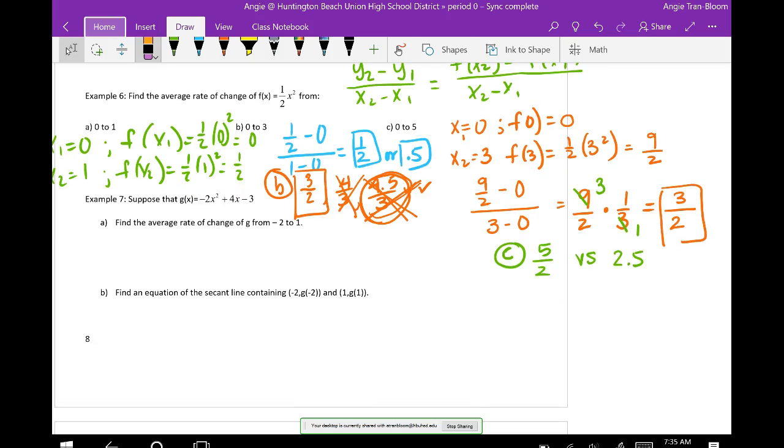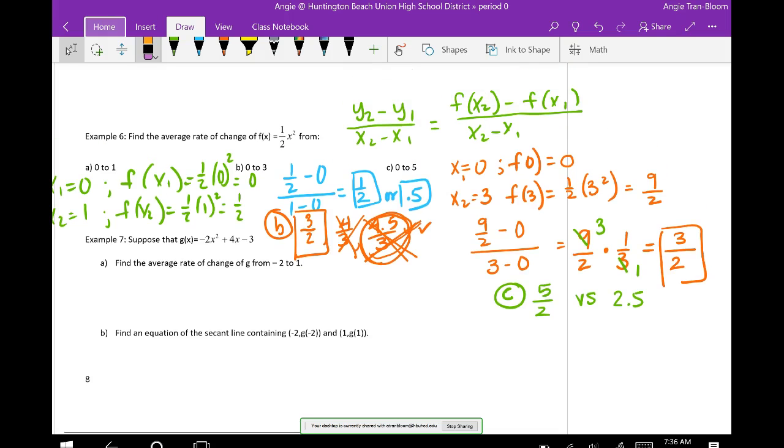Here we go. Let's go on to example 7. Suppose that g of x is negative 2x squared plus 4x minus 3. Find, oh, I'm sorry, yes. Can you show me how to do C? Yeah, good. Thank you.